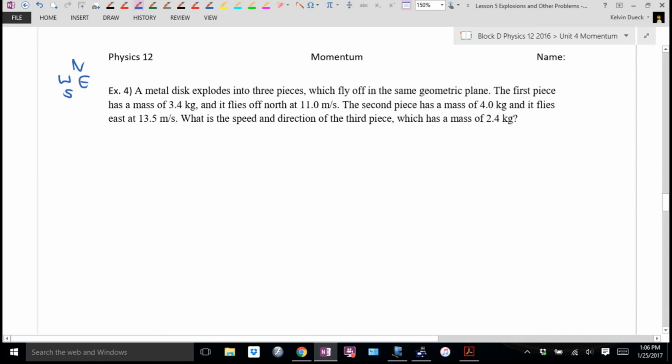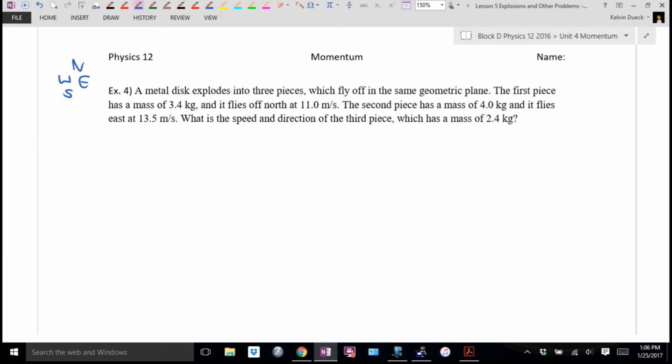At 11 meters per second. The second piece has a mass of 4 kilograms. It flies east at 13.5. What's the speed and direction of the third piece, which has a mass of 2.4 kilograms? By the way, this is the beginnings of bomb forensics, if you're wondering. Okay? We'll talk about how some of this is used today.